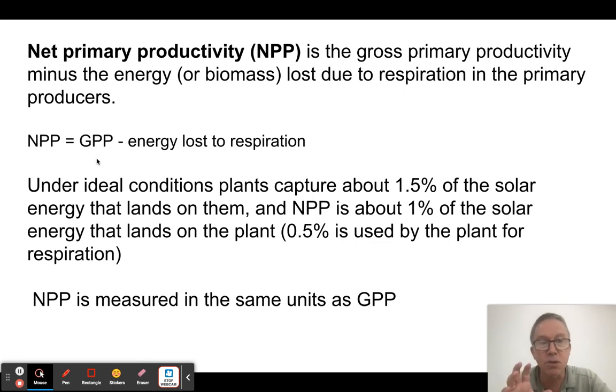The gross is the total number of sugars that the plant made, that 1.5% that came in of the energy that hit it, minus the 0.5% that the plant consumed. It ate its own sugars, and that 1% left over, that's NPP. So under ideal conditions, plants capture 1.5%, they use 0.5% or a third of it, and then two-thirds of it is leftover energy. And instead of getting rid of the energy, they convert it to starches and cellulose, and it just adds to the biomass of the plant.